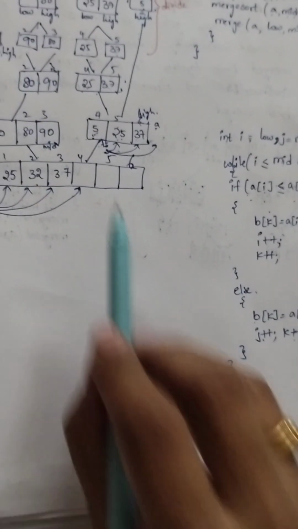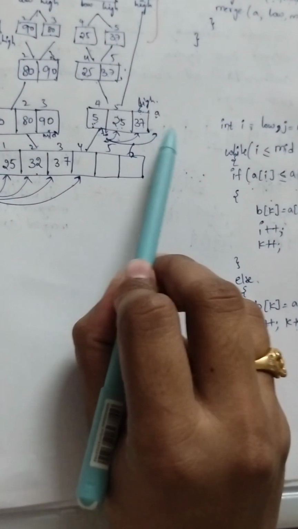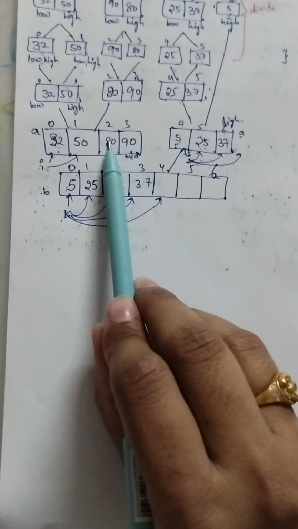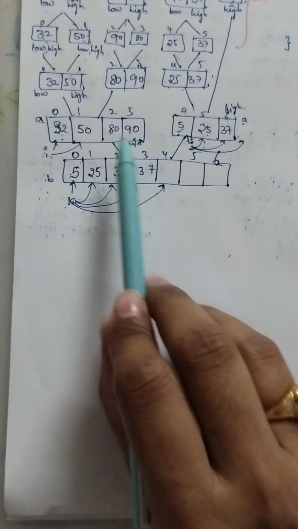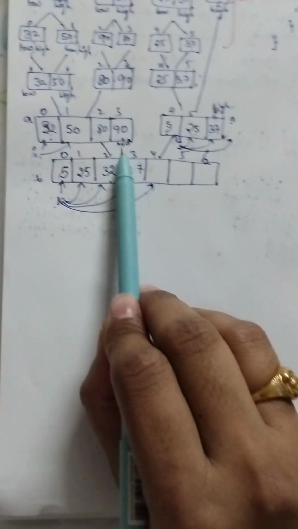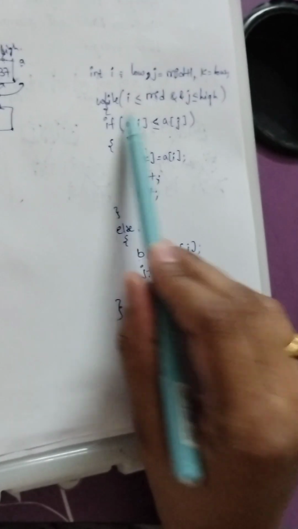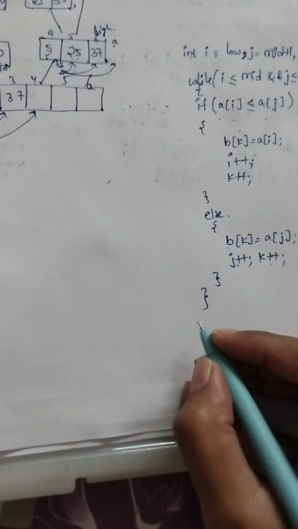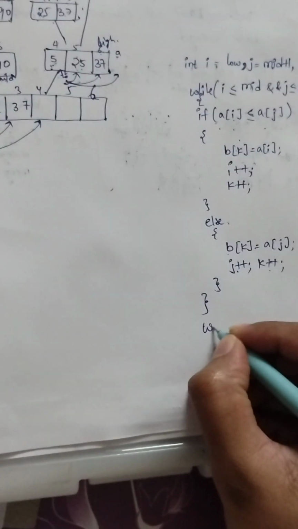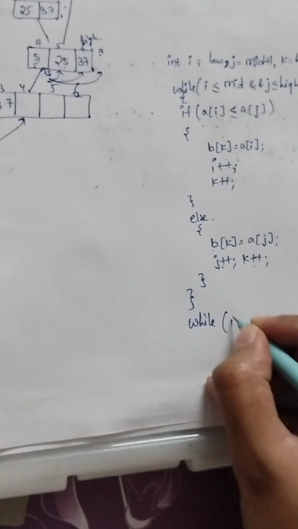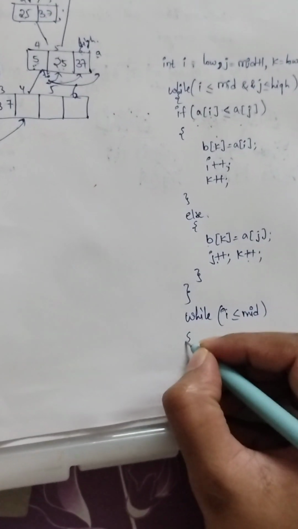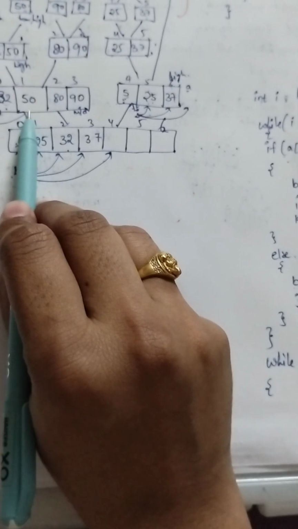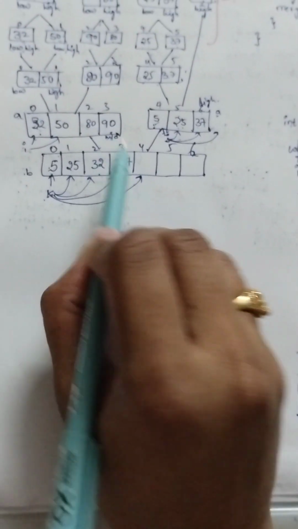And after moving out of this while loop, what we need to do here, see there are no elements to copy from here, but there are some elements in this a of I that we need to copy into the b of k. What are those elements? 50, 80 and 90. That is, I is still less than or is equals to mid. So after coming out of this while loop, here we need to write one more condition like while I is still less than or is equals to mid, which means we need to copy all the leftover elements of a of I into b of k.